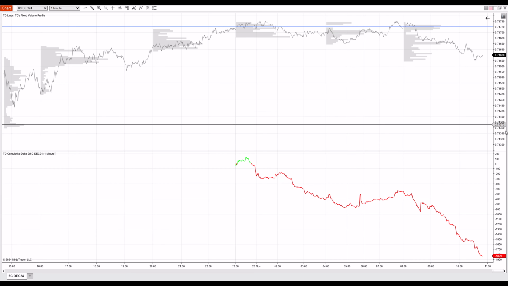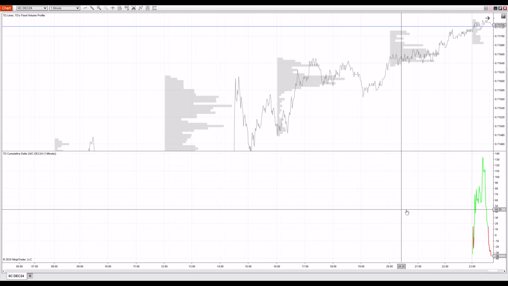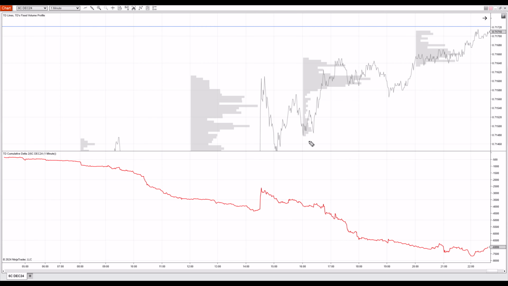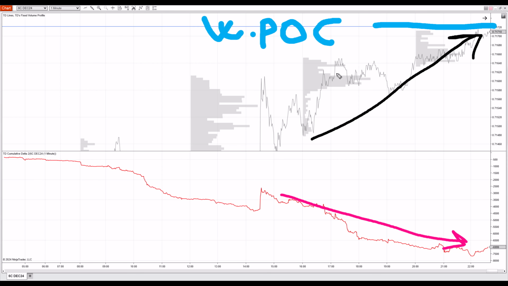But the important thing which I wanted to show you here was the divergence between price and delta, as the price was rising here towards the level and delta dropping, and that was a confirmation to enter that weekly point of control level, which we identified using the volume profile.